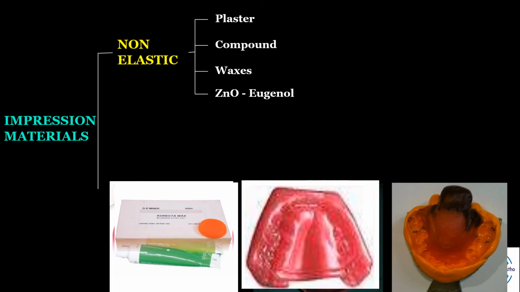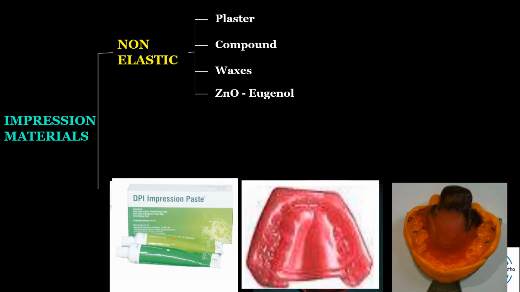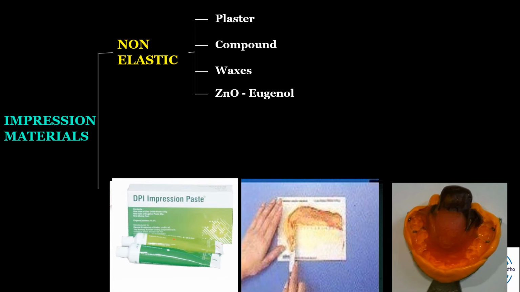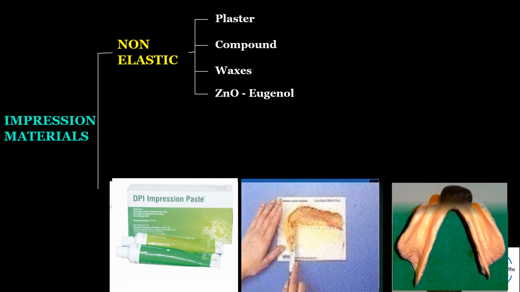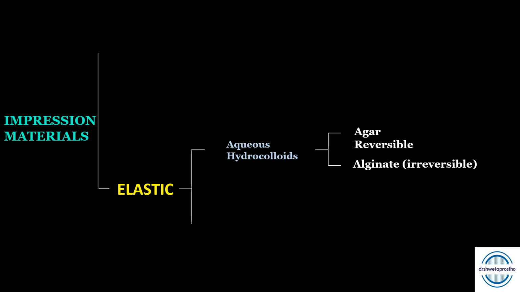Zinc oxide eugenol impression paste is available in two paste form. When the two pastes, base and the catalyst, are mixed, they form a homogeneous mass. They are used for recording the secondary impressions in complete denture. In the elastic materials, we have first the aqueous hydrocolloids. They are the water-based hydrocolloid materials. In this, we have two materials, agar and alginate.